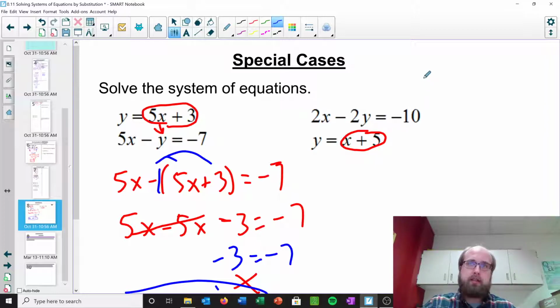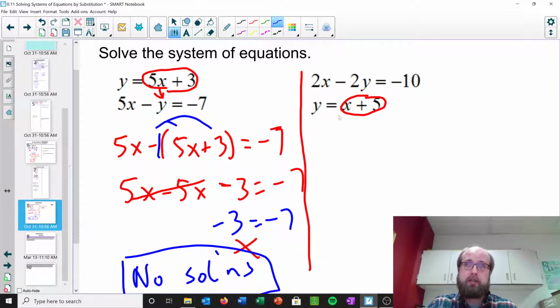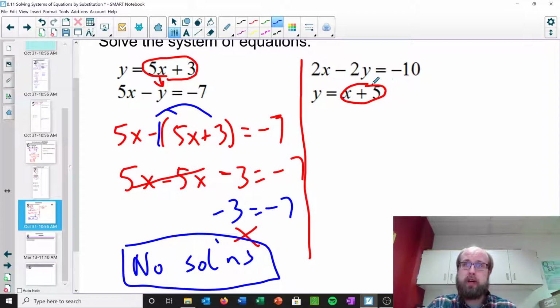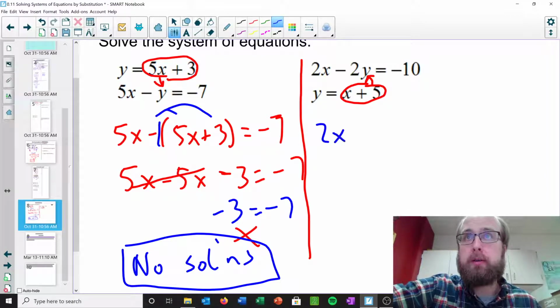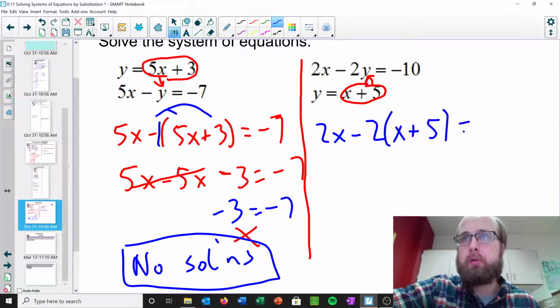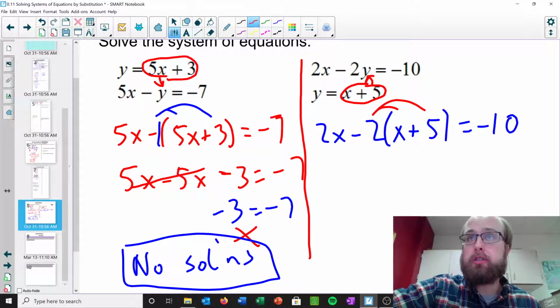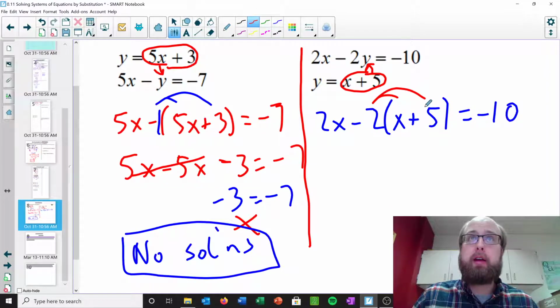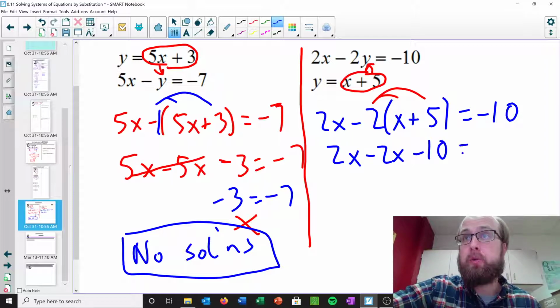On the second case, we're going to kind of do the same thing, but you'll notice that we'll actually get a true statement there, and so we'll have a different answer. So the second case, we have y equals x plus 5. We'll take that, plug it in for the y, and so we'll have 2x minus 2 times (x plus 5) equals negative 10. I need to take that negative 2 and distribute it. And so what are we going to have? We are going to have 2x minus 2x minus 10 equals negative 10.